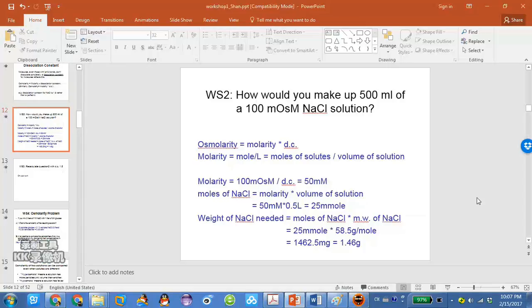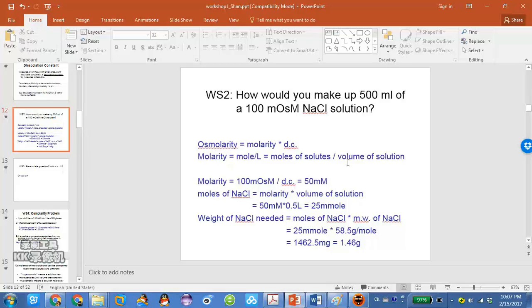Question number 2: how would you make up 500 milliliters of a 100 milliosmolar NaCl solution? This is very similar to the first question in this workshop. The only difference is that instead of giving you a certain molarity, it's giving a certain osmolarity. So the first step is that we are going to convert the osmolarity into molarity.